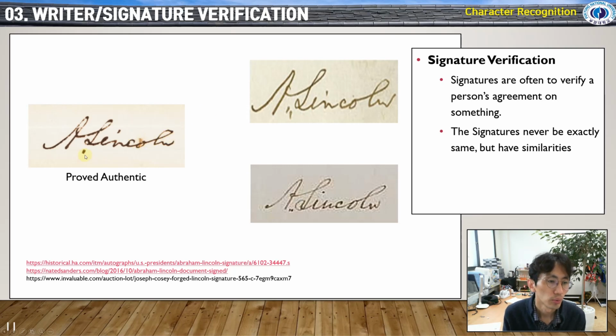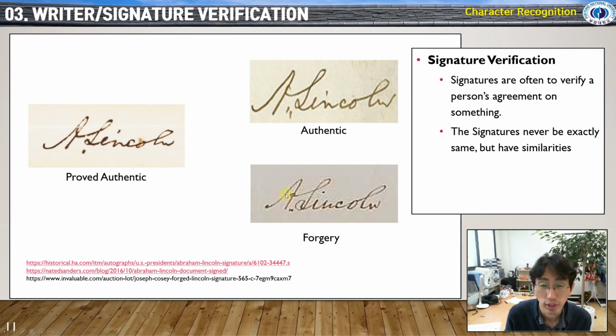So we compare the submitted signature and the proved authentic signature. If both signatures are very similar, we say this is authentic. If they are too much different, it is difficult to say they are the authentic signature, so we say this is a forgery.